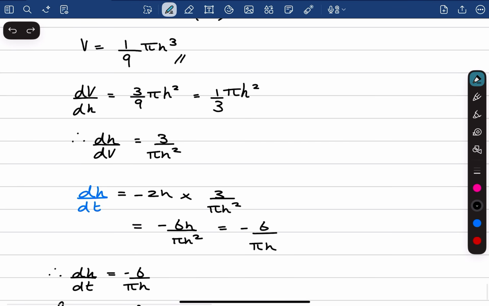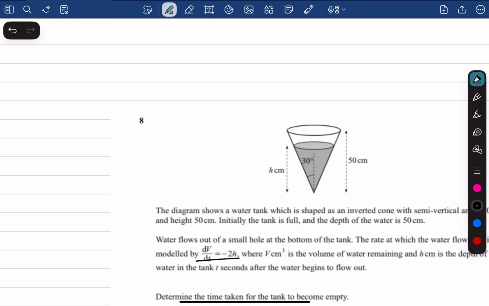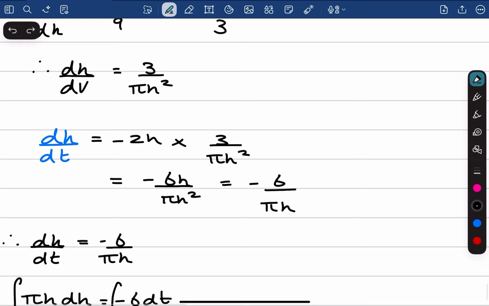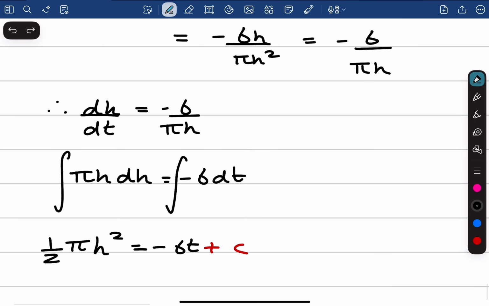So now we can just find dh over dt. We've got all the pieces. We just do minus 2h times 3 over pi h squared, and the minus 2h came from this. And you get, what do you get? You get this, so minus 6h over pi h squared, which then simplifies to minus 6 over pi h. Okay, so we have that now.